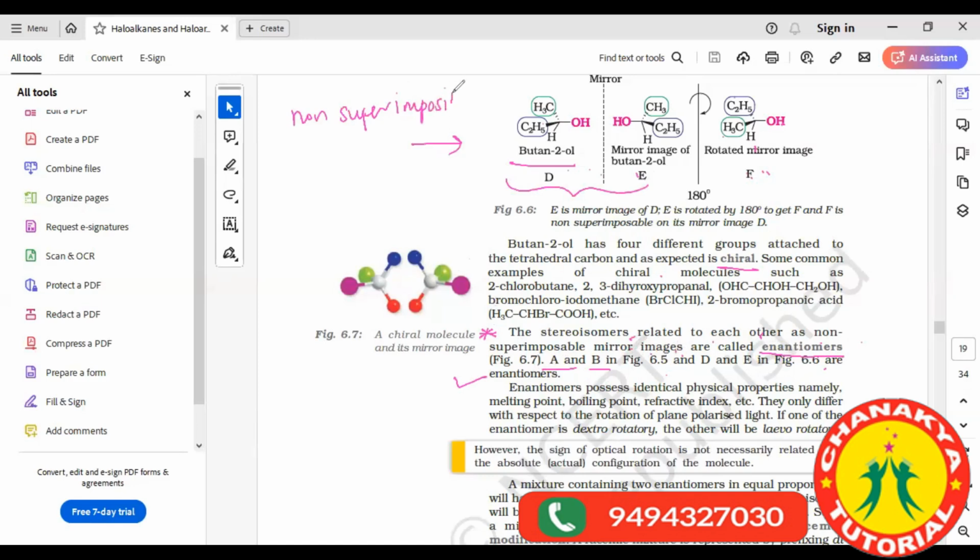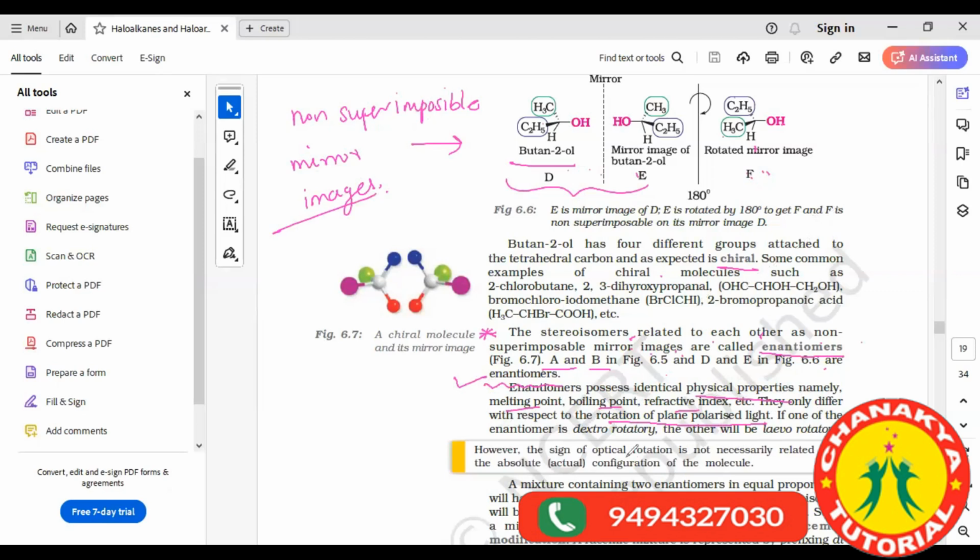Non-superimposable mirror images, right? And hence they are enantiomers of each other. An enantiomer possesses identical physical properties like melting point, boiling point, refractive index, etc. They only differ with respect to rotation of plane polarized light. One would rotate to the right-hand side, another would rotate to the left-hand side.